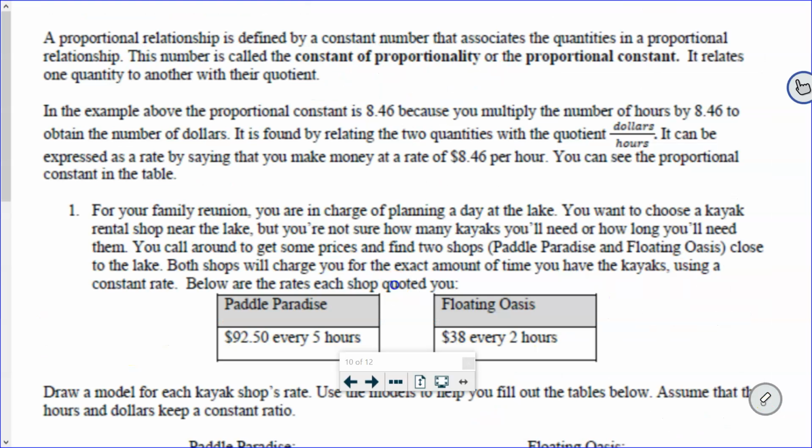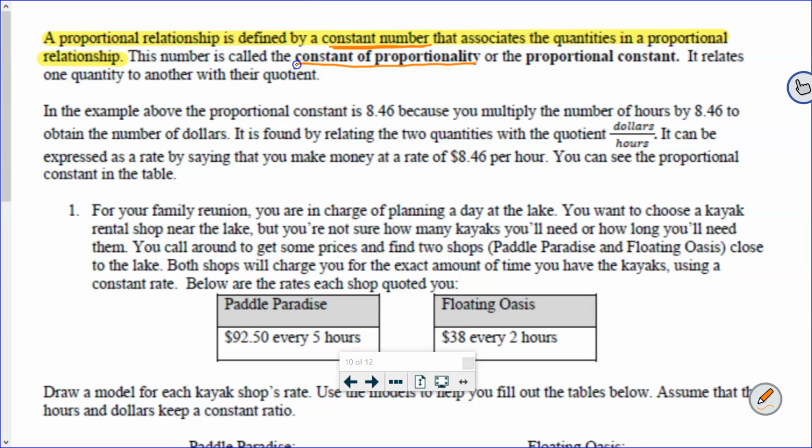So, more highlighting, next page. A proportional relationship is defined by a constant number that associates the quantities in a proportional relationship. It is a constant number. That constant number is called the constant of proportionality. Have we heard that word before?